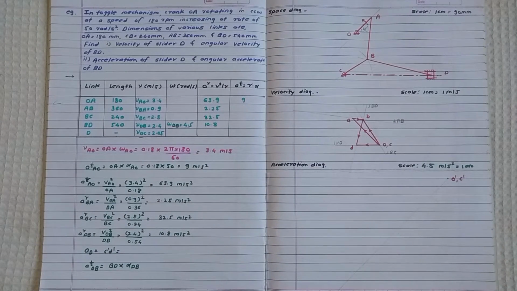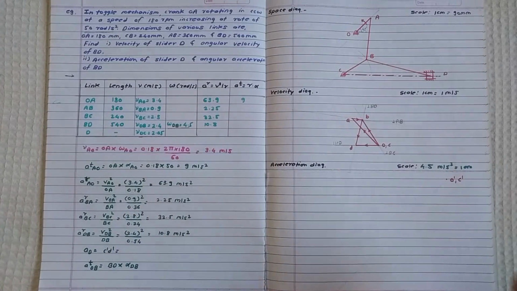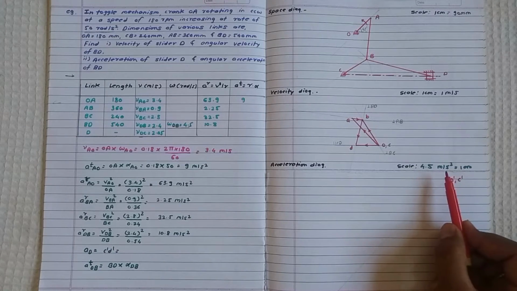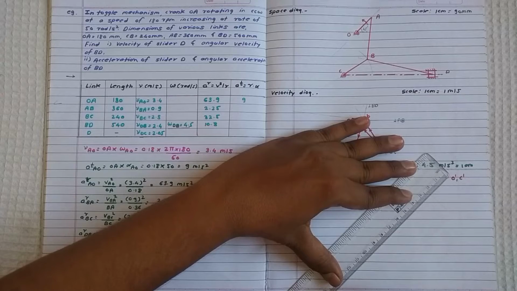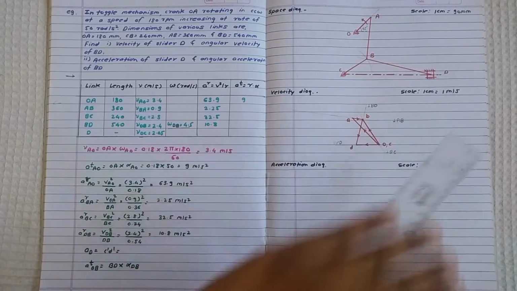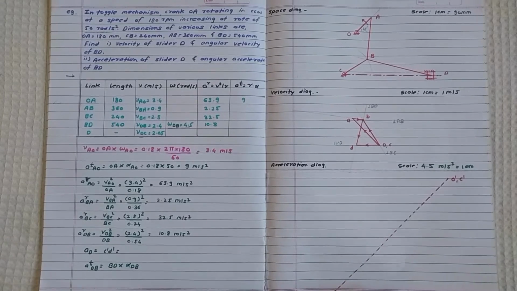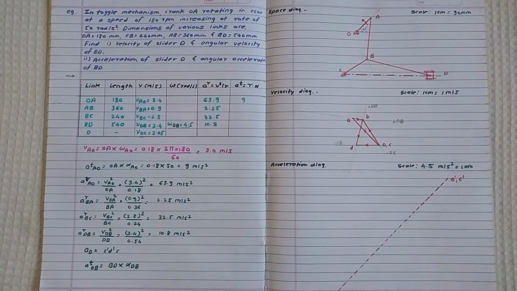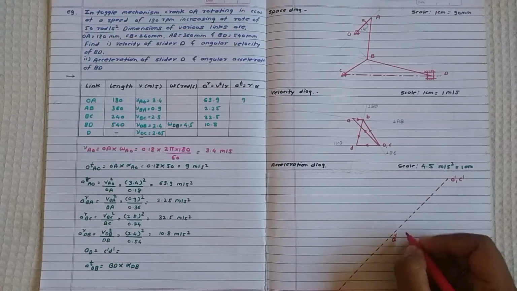On this there will be a radial component of acceleration of OA, which is 63.9 meter per second square. According to scale it will be 14.2. So mark 14.2 here and join this with a dotted line. Let us give the name x to this point. So O dash x will be the radial component of acceleration of A with respect to O.